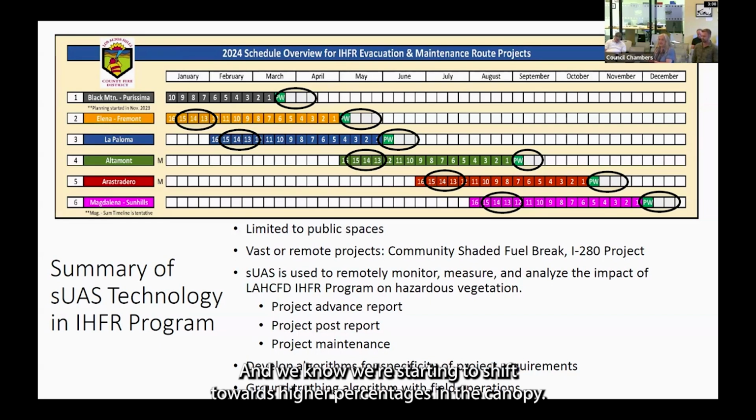And we know we're starting to shift towards higher percentages in the canopy. So if you think about the vegetation we do want to retain, we want to retain the canopy. That's that shaded fuel break effect that we're going for. So this helps us show what we're doing and that we're doing it right, and also find out what is getting down there and growing back as we change the sunlight that hits the ground and things like that. So, exciting summary of what we have been doing and what's coming up.